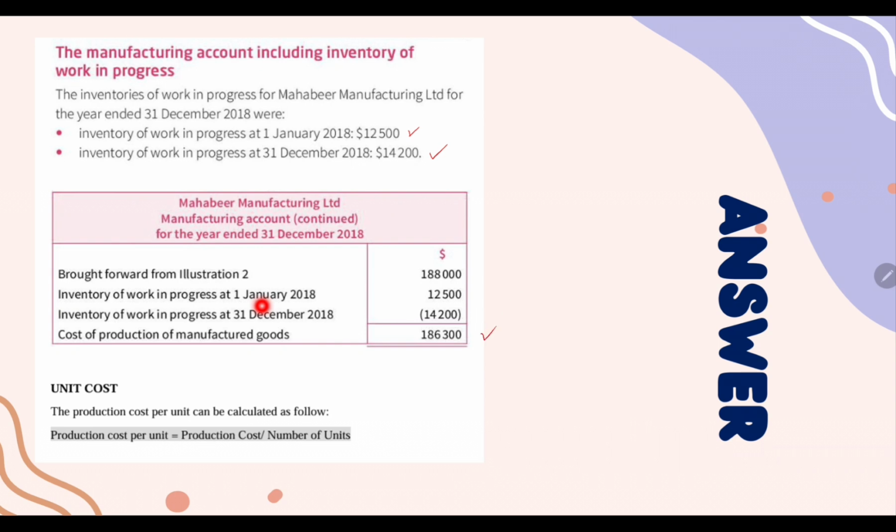Unit cost: say we produce 500 items, with a cost of production of $186,300. To find the cost of one unit, basically you divide by 500 units. So 186,300 divided by 500 gives $372.60.